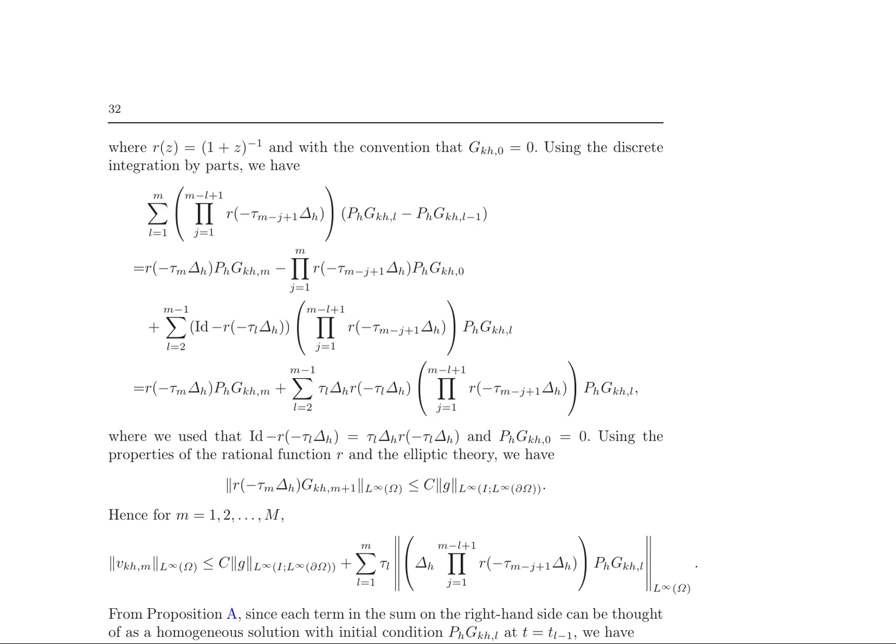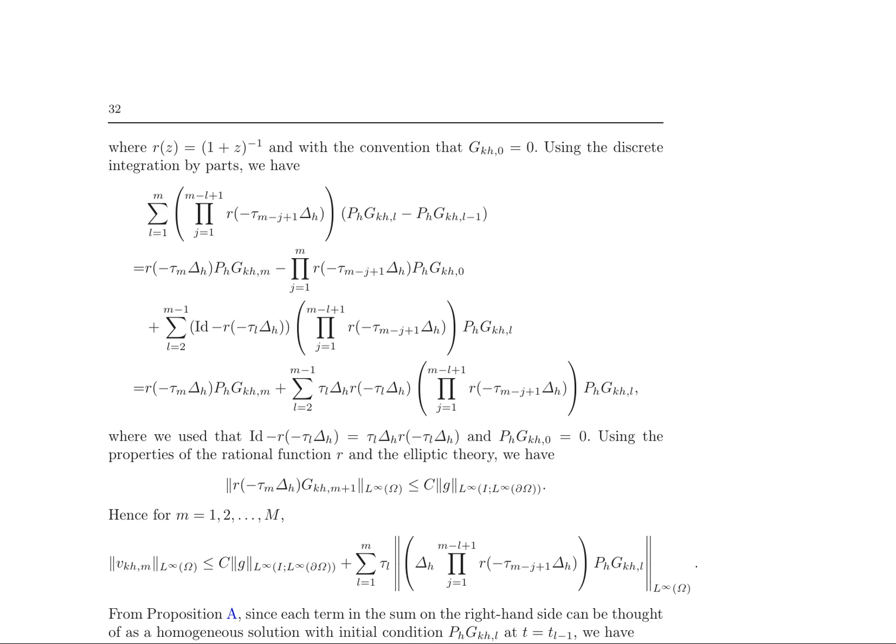The authors derive an estimate for the L infinity norm of the discrete solution VKH, M, using the properties of the rational function R and the elliptic theory. They start by applying discrete integration by parts to the summation of the product of the rational function R and the discrete solution GKH L, yielding an expression involving the discrete solution pH GKH L in the time step tau.